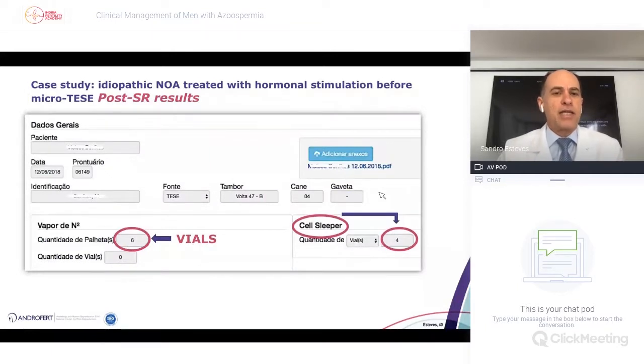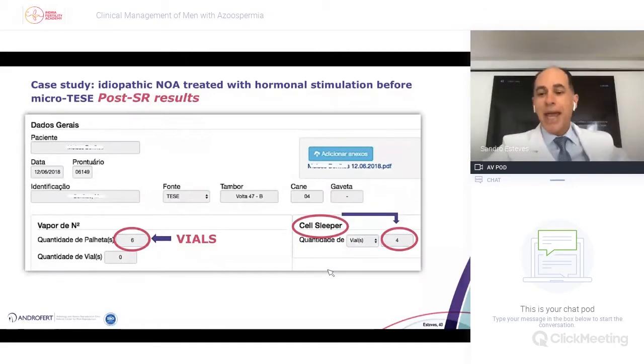So, the good news about this case is that when we did the microdissection testicular sperm extraction, remember, this patient had a negative sperm retrieval using conventional testicular sperm extraction. But after this hormonal modulation, we got plenty of sperm, and we were able to freeze 6 vials using conventional freezing, and 4 vials using the cell sleeper method, which is like the sperm vitrification that we have introduced in our center. I will explain a little more about cell sleeper later on.